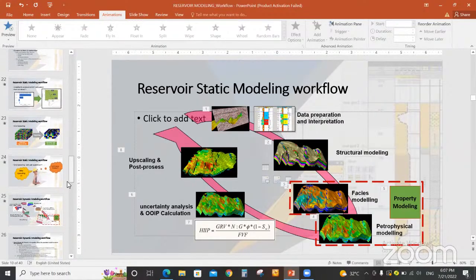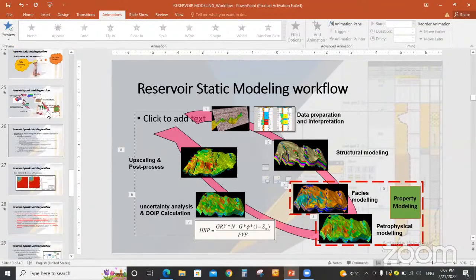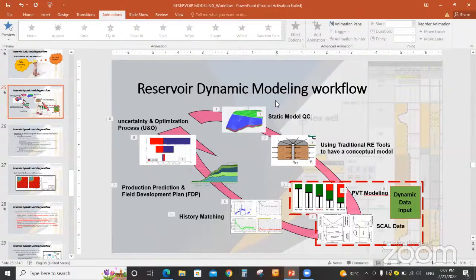The simulation engineer's first step is to QC the static model using the traditional reservoir engineering tools to have a conceptual model about his reservoir, then enter PVT and scale data, then do the history matching. Then after achieving history matching, he will do production prediction and do uncertainty and optimization for the field development plan.